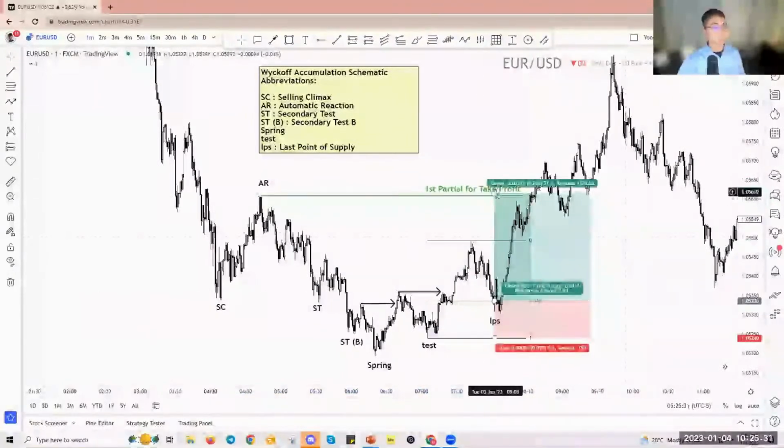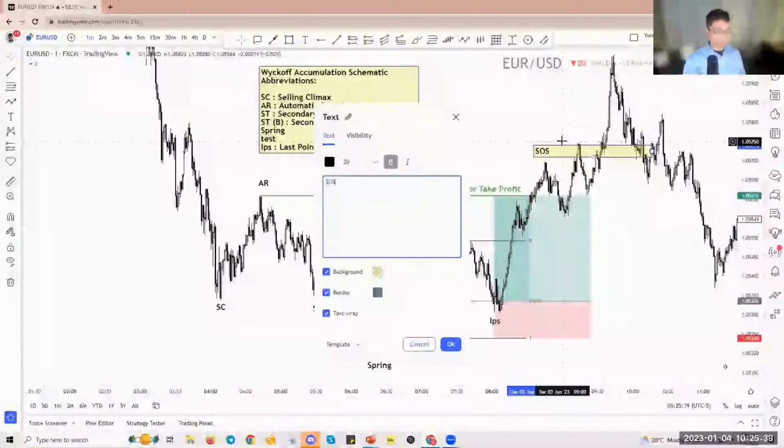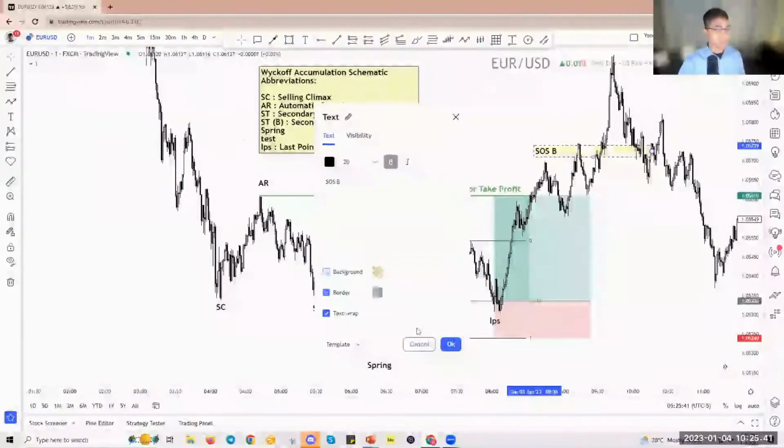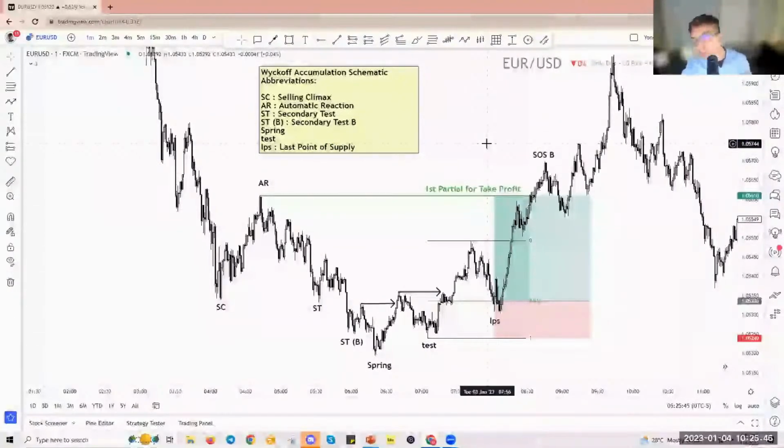Okay, and then what happens after this area gets broken, after the automatic reaction gets broken? It forms a sign of strength B. So yeah, I forgot to tell you guys there's a SOSB. SOSB is when you know that price can possibly continue going higher.